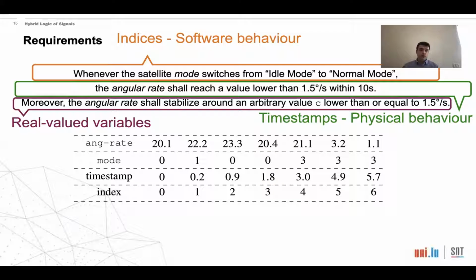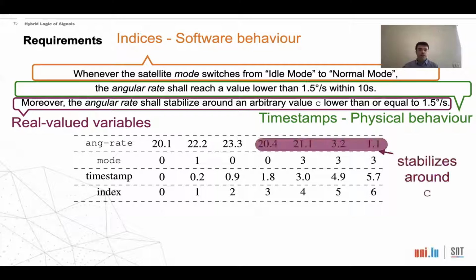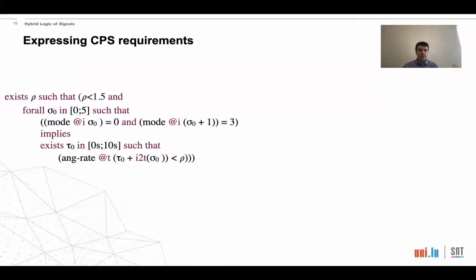Finally, our language should be able to quantify the values of real value variables, specifically to express that the angular rate shall stabilize around an arbitrary value c. We should specify that there exists a value c lower than or equal to 1.5 degrees per second, such that the angular rate stabilizes around that value. Our language, the hybrid logic of signals, provides all these features.